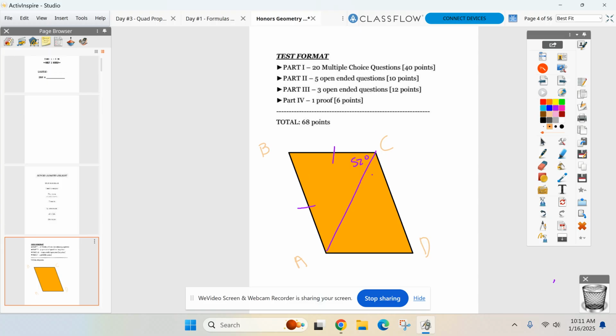Actually, maybe I'll put the 52 over here instead. And I'll say find angle B. Okay, so you've got to know that's 52. It's across from here, so that's got to be 52. 180 minus 52. So show a little bit more work. Show your work. That's basically what the open-ended questions are.